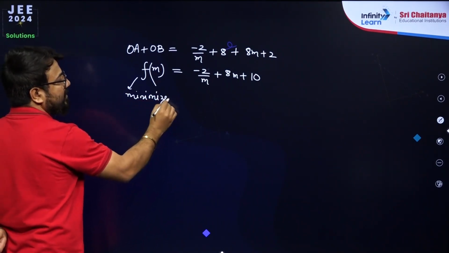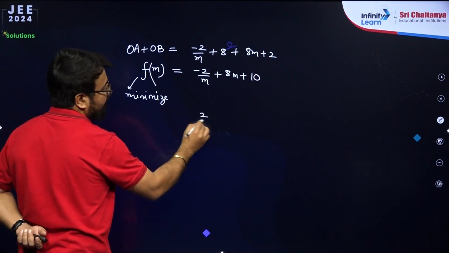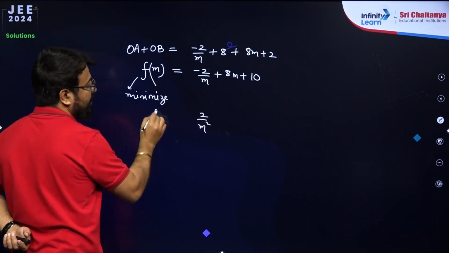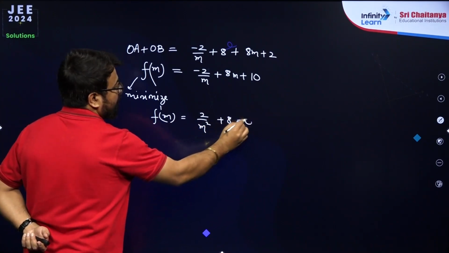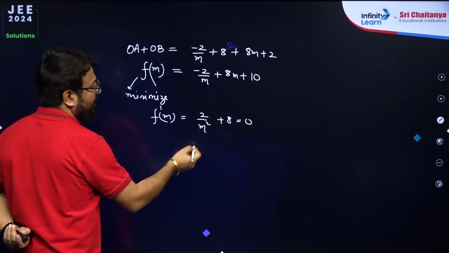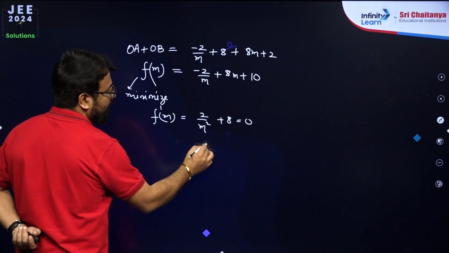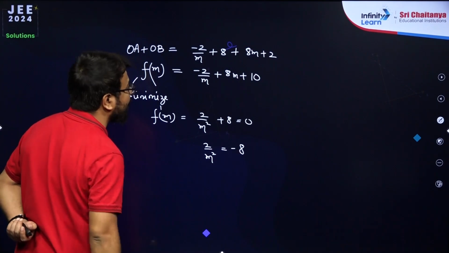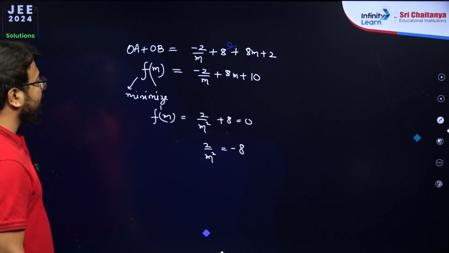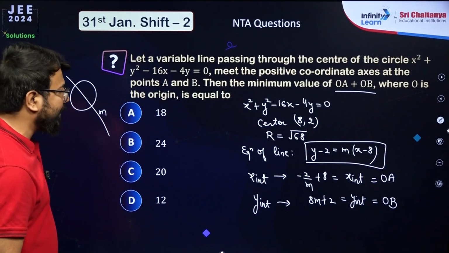For minimizing this function, I will be differentiating it. So f dash m is equal to 0 I'll do. From here I'll be able to write 2 by m square is equal to minus 8. I think we have committed an error somewhere. Just let me check, because it should be negative.